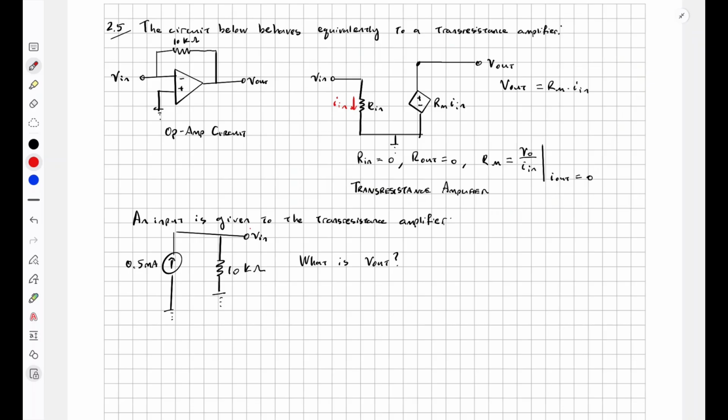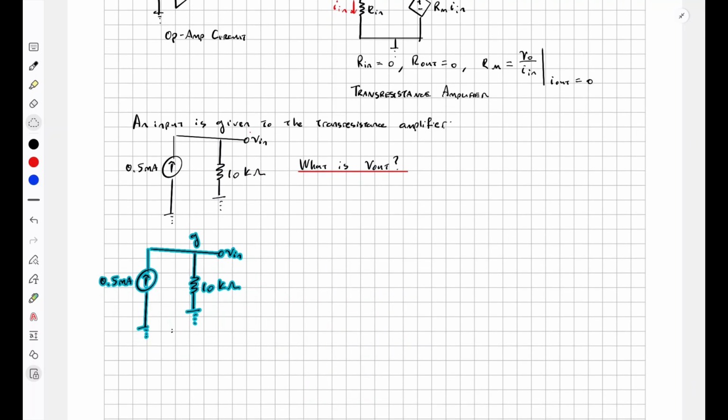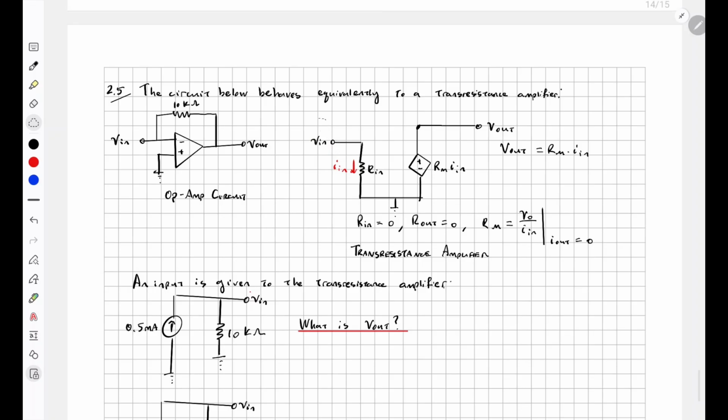So the question is saying we take an input signal, which is this here, and attach it to the input of the trans-resistance amplifier. So here is attached to here. And the question asks, what is Vout? To find Vout, we'll just attach the input to the trans-resistance amplifier. So just copy everything, and then attach it to here.